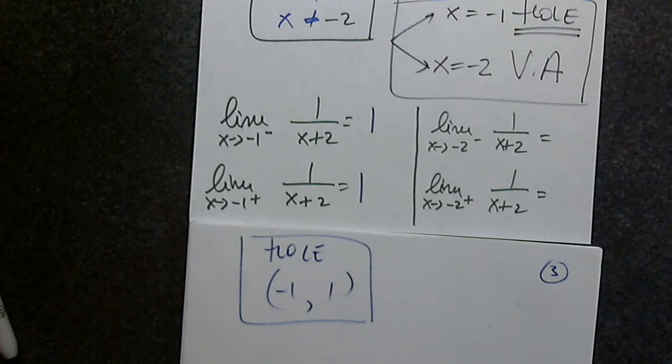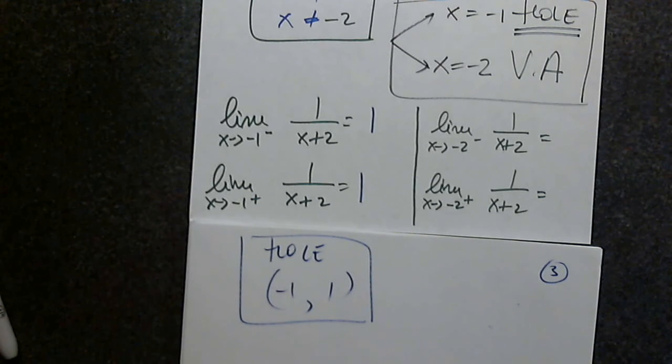What type of discontinuity is this? Excellent. It's a removable discontinuity because the limit from the left equals the limit from the right, but not equal to the function value at that point. So this is a removable discontinuity. I can create a function that is continuous. But the jump discontinuity, I cannot. But the removable, I can.